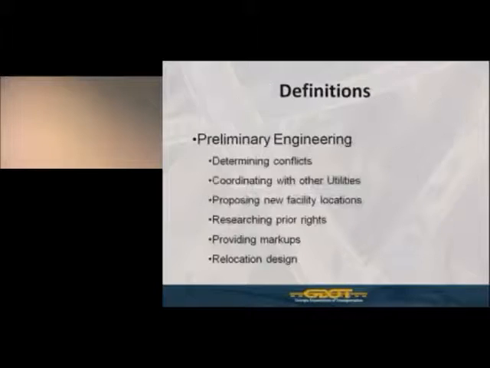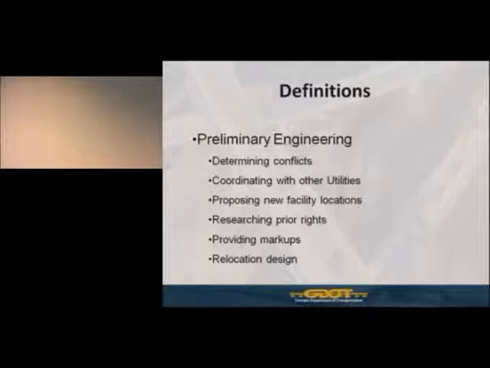So what are we looking for in each various phase of work as it relates to the utility adjustment schedule, section D? Typically speaking, for preliminary engineering, that should be where you as a utility owner are determining conflicts with the project. You're coordinating with other utility owners.